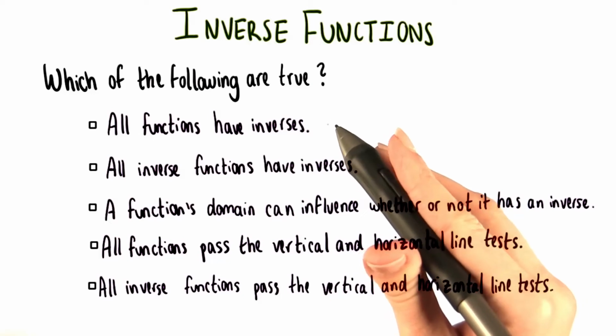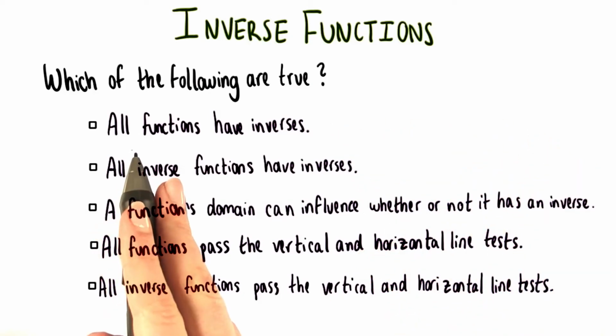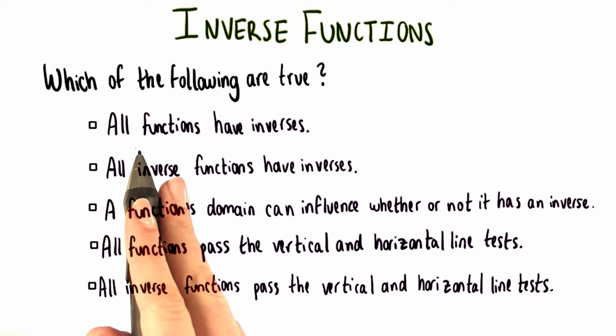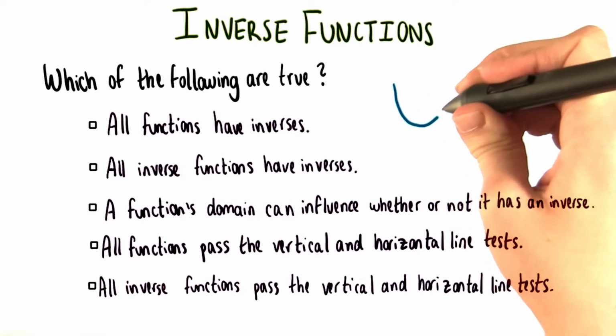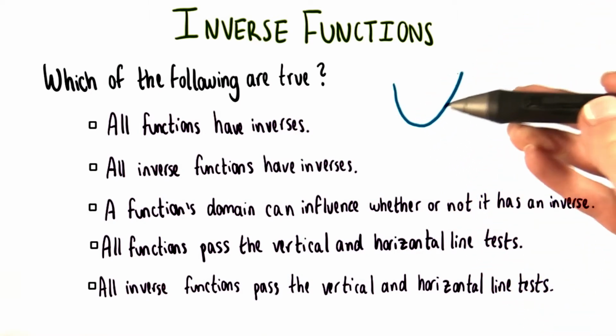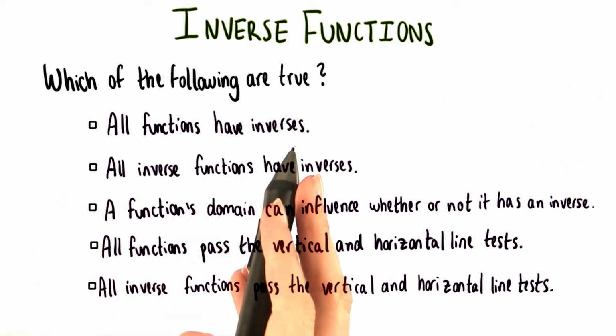Let's go through each of these statements to decide whether or not they're each true. So first things first, all functions have inverses. Well, we know that that's not true. Some functions, like y equals x squared, don't pass the horizontal line test, so this doesn't have an inverse. We can't check this first one off then.